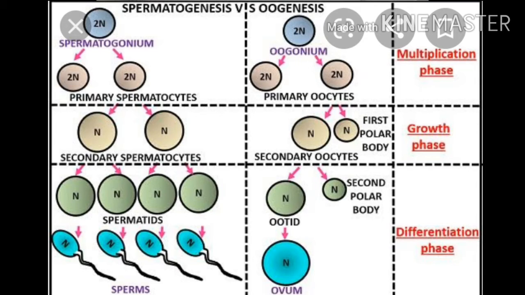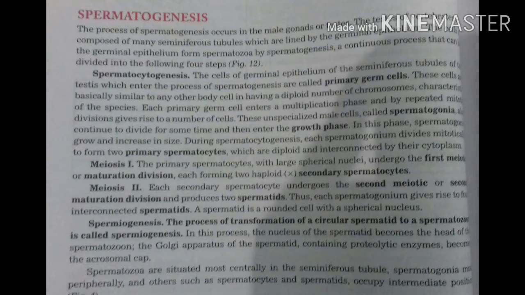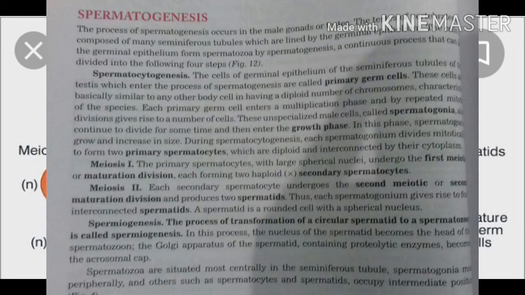Now I am talking about factors affecting spermatogenesis. A number of factors influence spermatogenesis. The gonadotropin releasing hormone of the hypothalamus, that is GnRH, stimulates the anterior pituitary, which then stimulates the 2 gonadotropin hormones, number 1 luteinizing hormone LH, and follicular stimulating hormone FSH.